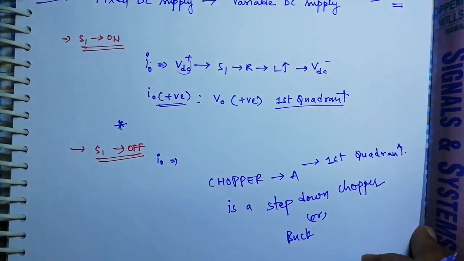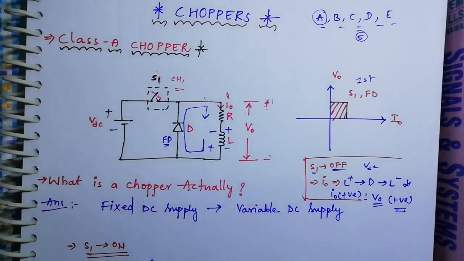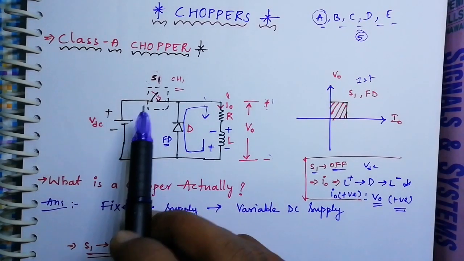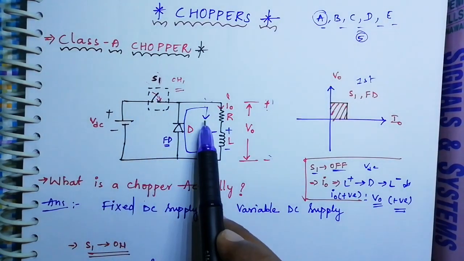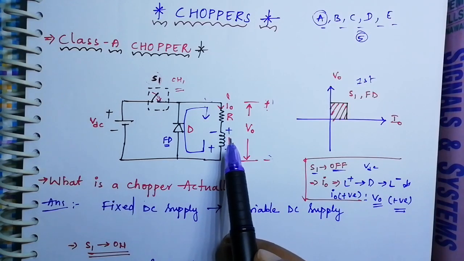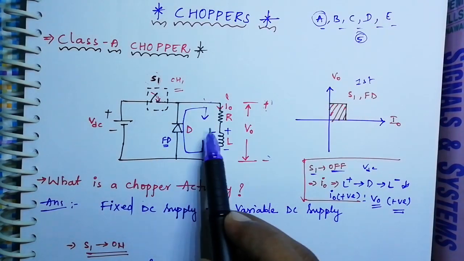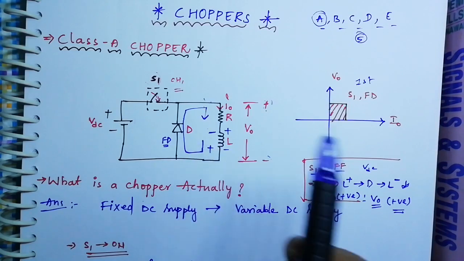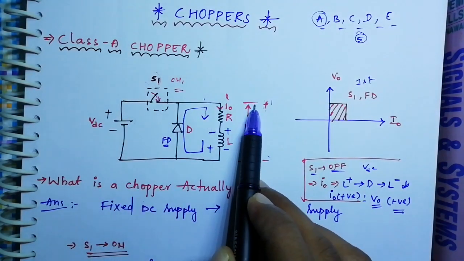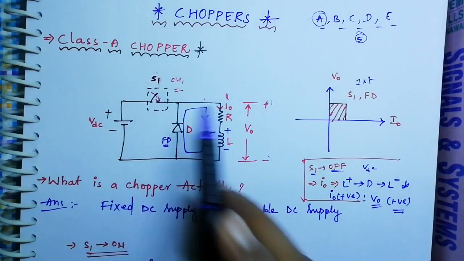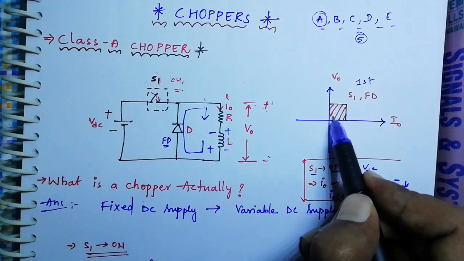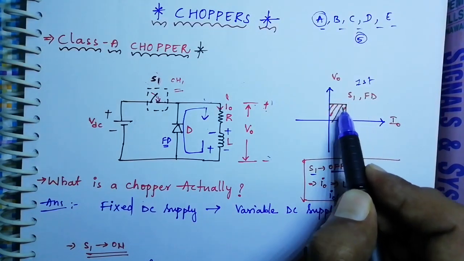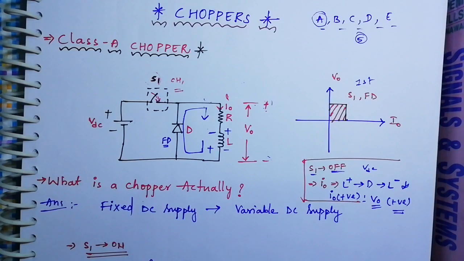So I hope you are clear now how the class A chopper is working. Only one thing you have to remember is that first we close the switch, then the current will flow in this way. When you open the switch, the energy stored in the inductor will freewheel through this particular diode, so it will circulate in this loop. That's it. Here plus is connected to plus, so the voltage is also positive, and the current is also positive, because the assumed and the actual current directions are the same. So this is the working operation area in the quadrant graph. So this is about the class A chopper.